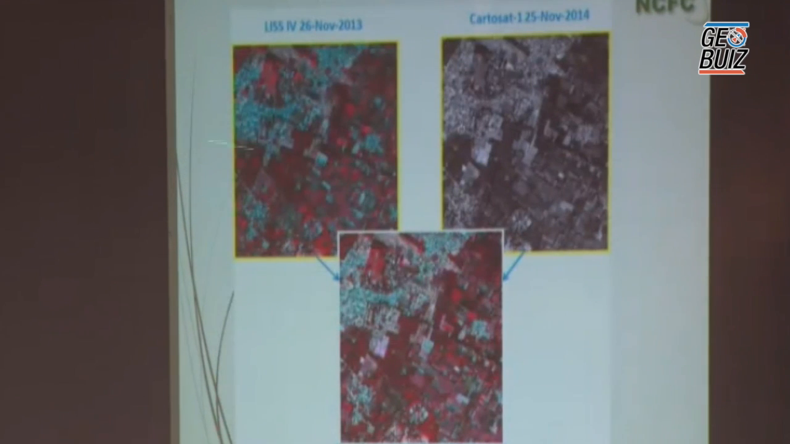And for orchards, we use both high resolution multispectral data, that is LISS-4 plus Cartosat data, which we merge together and do some contextual or textural classification to come out with orchard area estimation. This is being carried out for citrus and mango.